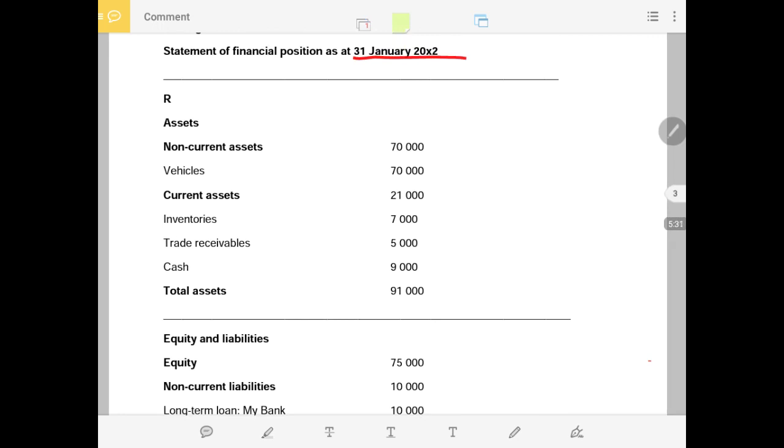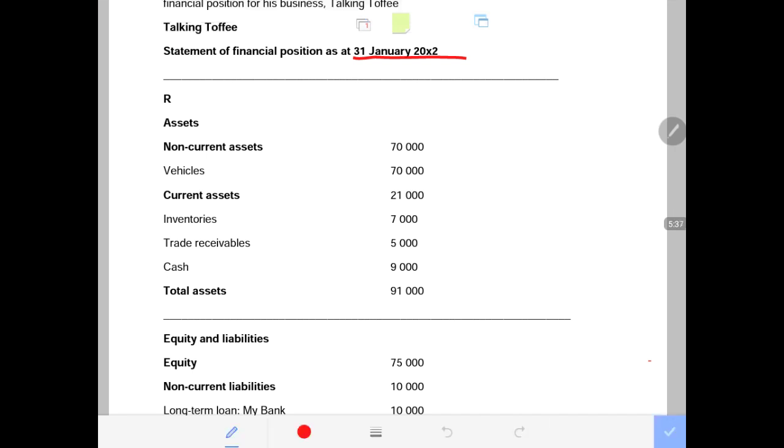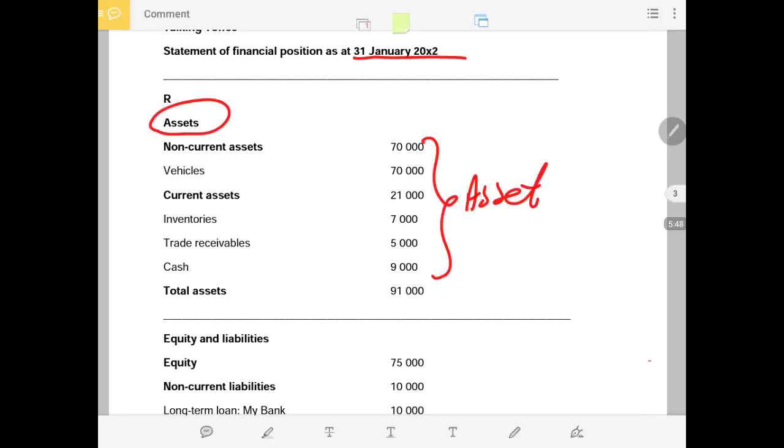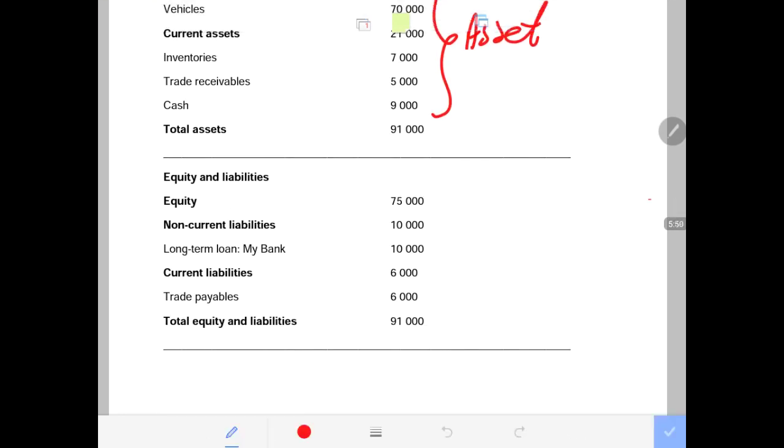The statement of financial position reflects your assets, liabilities, and owner's equity. And remember, your accounting equation is about assets, liabilities, and owner's equity. All these are assets, and the heading clearly states that these are assets. Then assets is equal to liabilities, and there we have our liabilities.